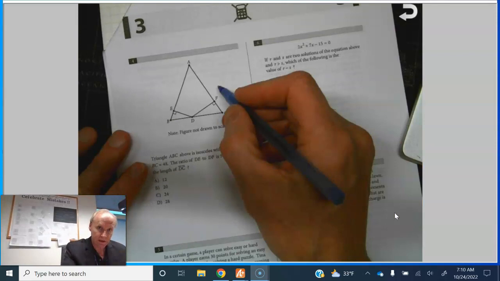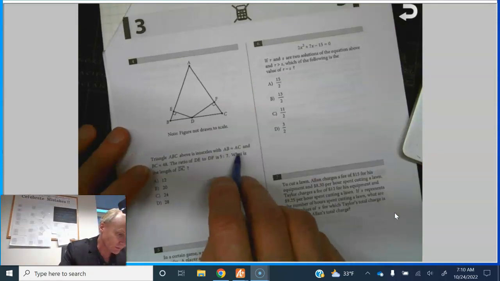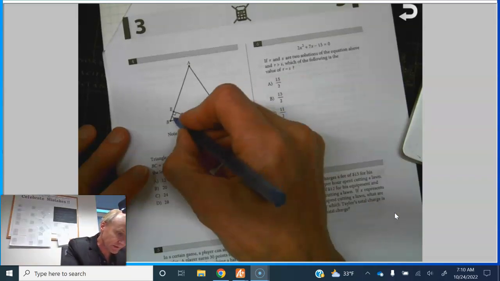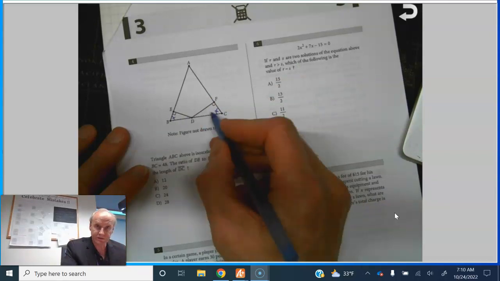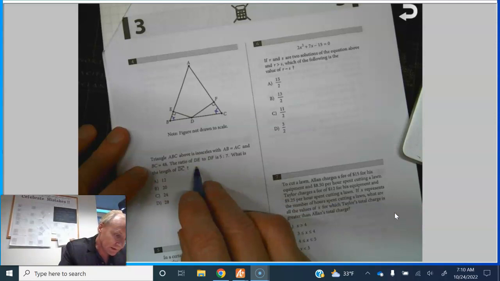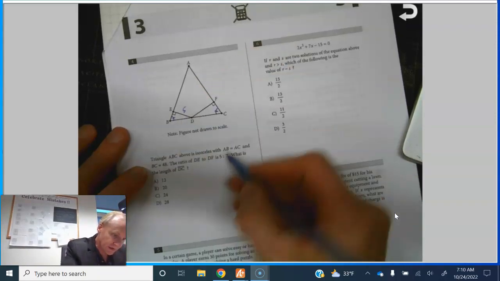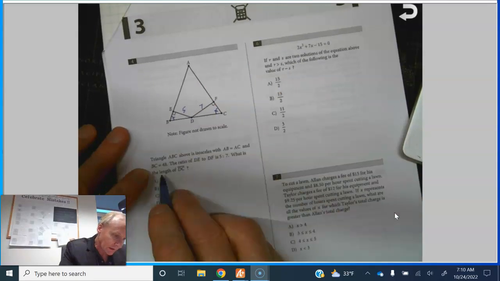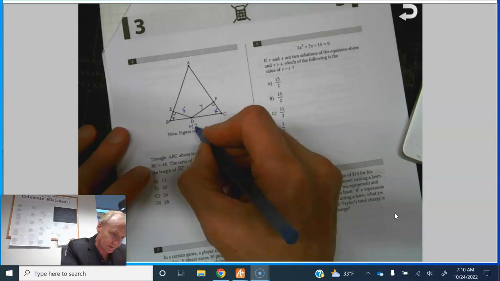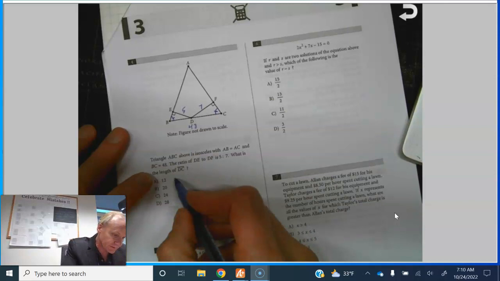This one, we've got a weird-looking triangle, isosceles, with AB equal to AC. That means that this angle is equal to this angle, and these two triangles are similar. These are both right similar triangles. It says DE is 5, DF is 7, and BC is equal to 48. The whole thing is 48. The ratio of DE to DF, what is the length of DC?